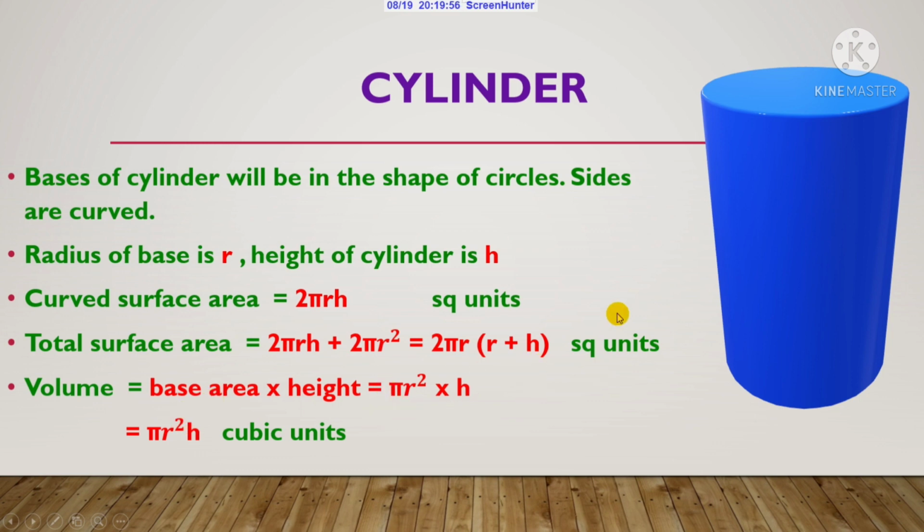So volume is nothing but base area into height. So base area pi r square into height, so pi r square h, cubic units. So this is the formula to calculate the volume of the cylinder.